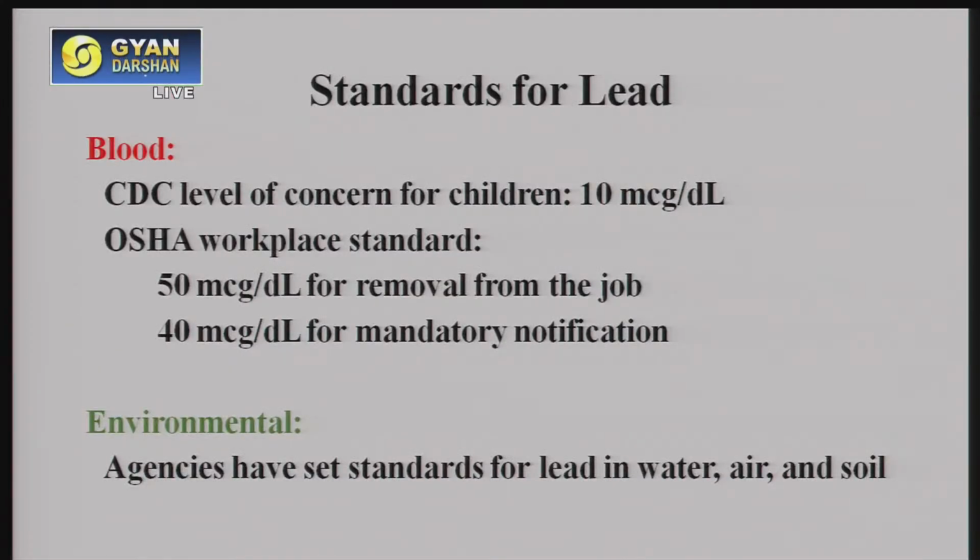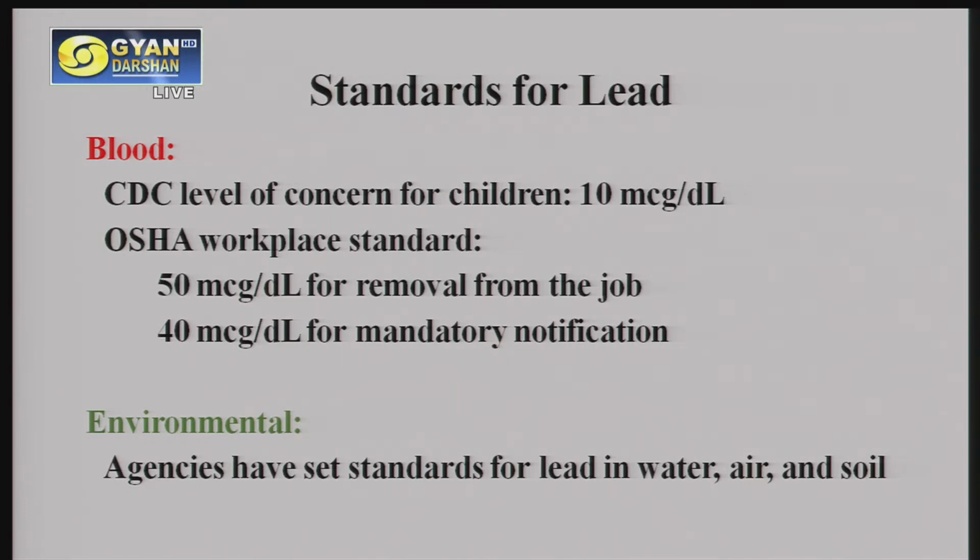Now, coming to the standards for lead, as Dr. Sushmitha was asking me earlier also. The CDC recommends a level of 10 microgram per deciliter as a concern for children. The normal level that is allowed is 5 microgram per deciliter, but if it crosses 10 microgram per deciliter, the child is at high risk. And what are the workplace standards? Because we are talking a lot about occupational health and occupational exposure. When do we decide that this person is at high risk and we need to remove him from this environment? It is 50 microgram per deciliter for removal from the job and 40 microgram per deciliter for mandatory notification.